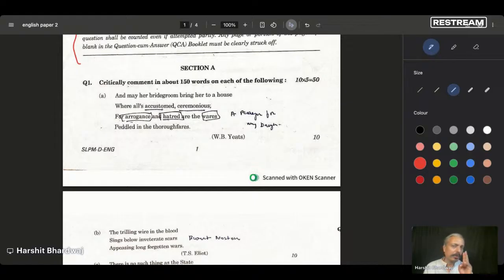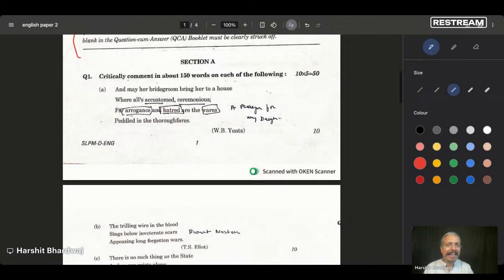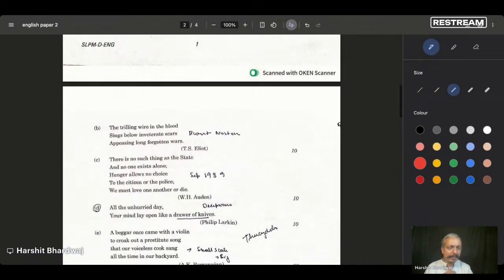Critically comment. So there are two things we do when we are doing this poetry question. When they are saying critically comment, first of all, you obviously identify the poem. You place these lines. You're not explaining the literal meaning of these lines, right?